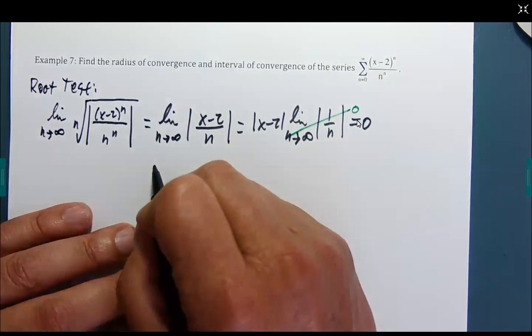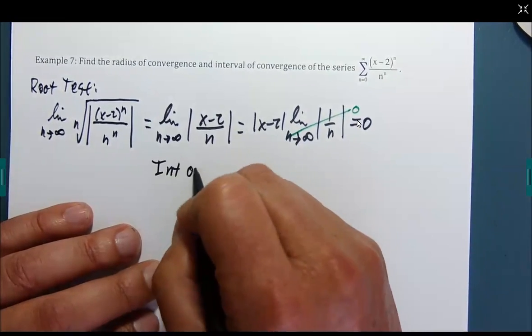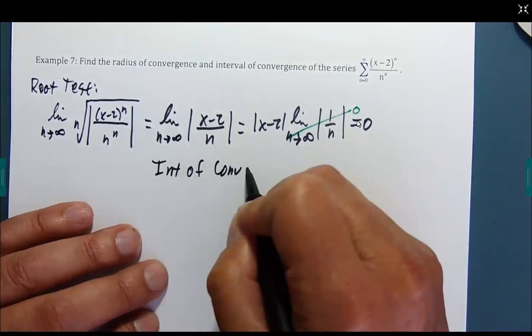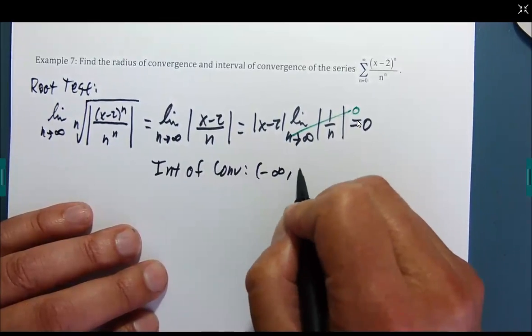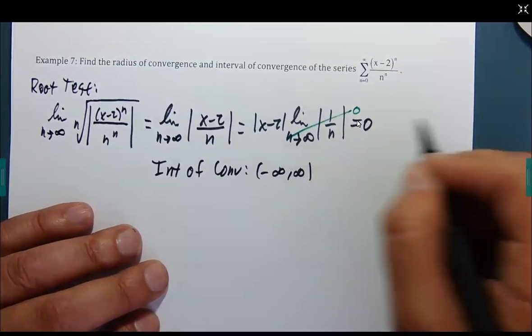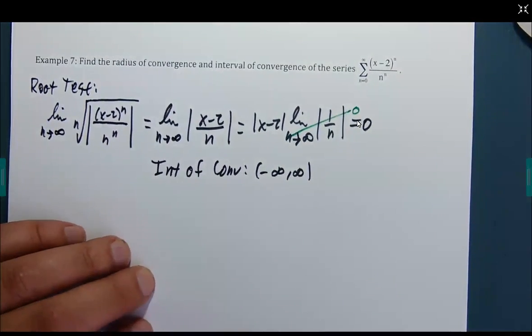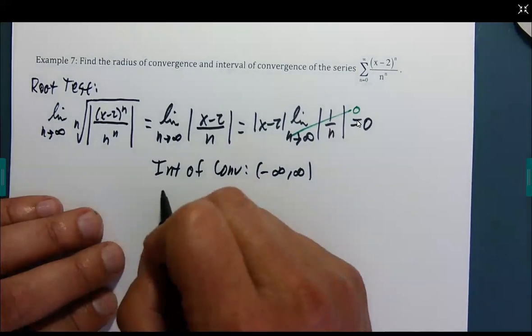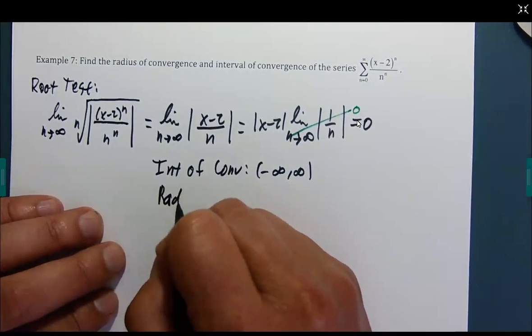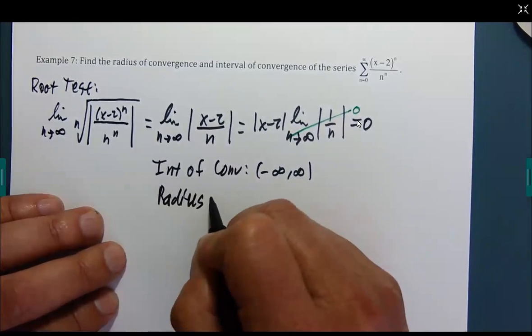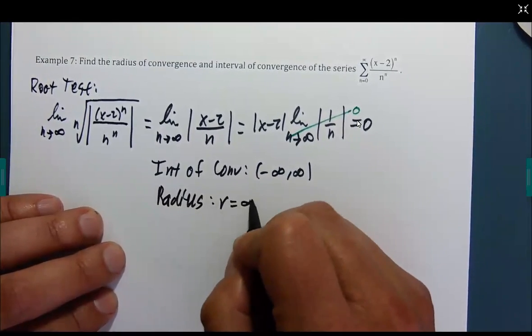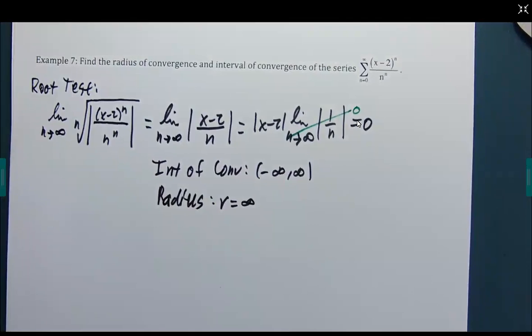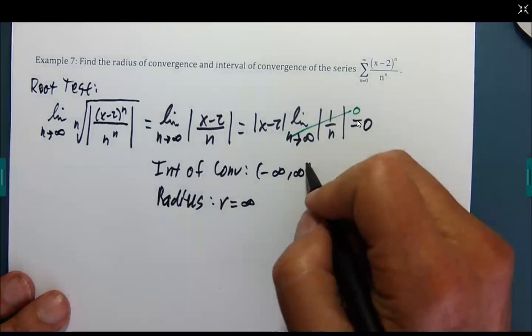So the interval of convergence is negative infinity to infinity, because that is always going to be less than 1. And the radius of convergence doesn't really apply here. I guess you would say r is infinity, but that doesn't really have meaning as far as we're concerned. That's a parenthesis there.